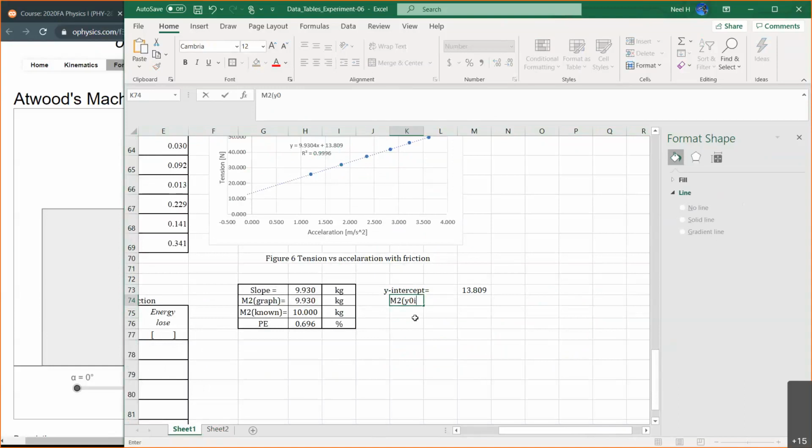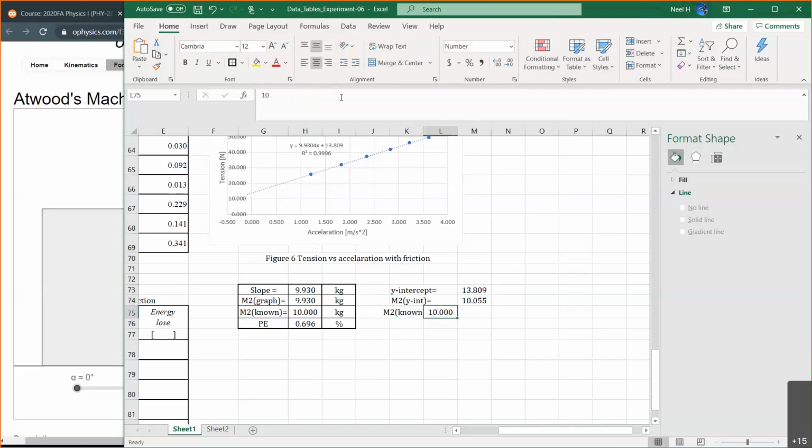Which is equal to the intercept divided by parentheses, friction 0.14 multiplied by 9.81. So I'm getting about the same value. Those two are not exactly the same because we're calculating with two different methods, okay? Not exactly the same, but we're getting a very good answer. The M2 known again is about 10 kilograms.